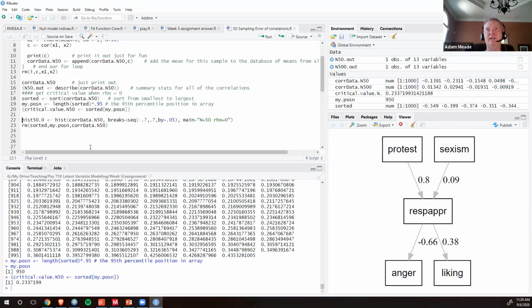And it's 0.233. This is for a one-tailed test. So what I'm saying here is if I have an N of 50, anything bigger than 0.23, I can be pretty sure I'm not going to see by chance alone. I'm only going to see that number 5% of the time or less by chance alone. And anything smaller than that, I'm going to say, you know what, it's probably just a fluke, right? And that's exactly what significance testing does, right? That's literally why we do it.